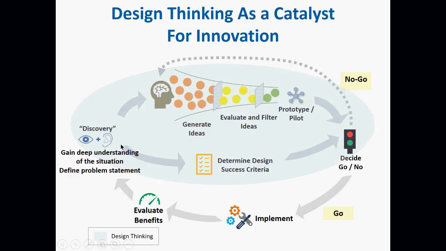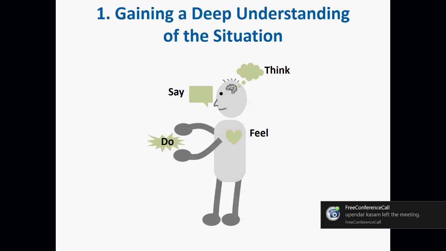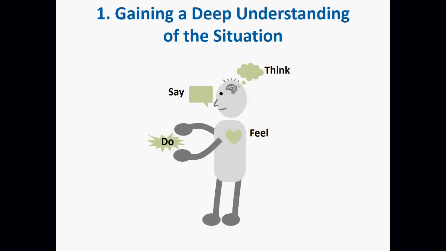So the discovery phase, let's look at it in detail, which is gaining a deep understanding of the situation and defining the problem statement. Gaining a deep understanding of the situation: as we saw before, the focus of this phase is to go beyond the surface level needs. By surface level needs, what we mean is what customers say and what customers do. But beyond what customers say and do, there is something that is closer to their heart or their brain, which is not usually seen at the surface level, which is what they think and what they feel. Sometimes what consumers say is not what they think. What consumers do may not be really what they feel.